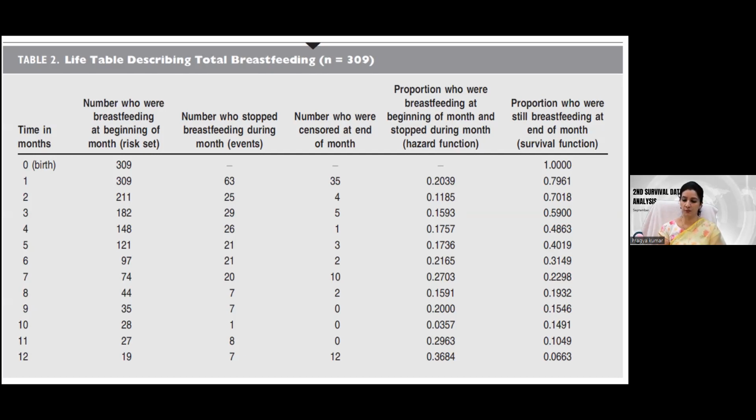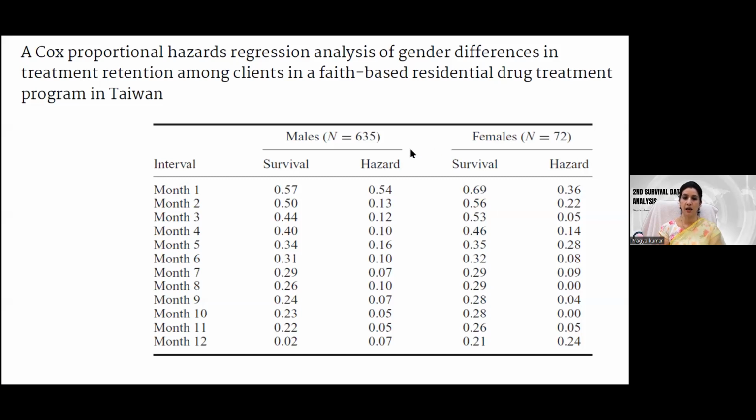So this is one way of presentation. Again, there was one article. The title of the article was the Cox proportional hazard regression analysis of gender differences in the treatment retention among clients in a faith-based residential drug treatment program in Taiwan. So they have measured this time to event in months. They have again followed up, the total study time was 1 year. They have only given the two values in the male and female, the survival and hazard. That is one way of presentation.